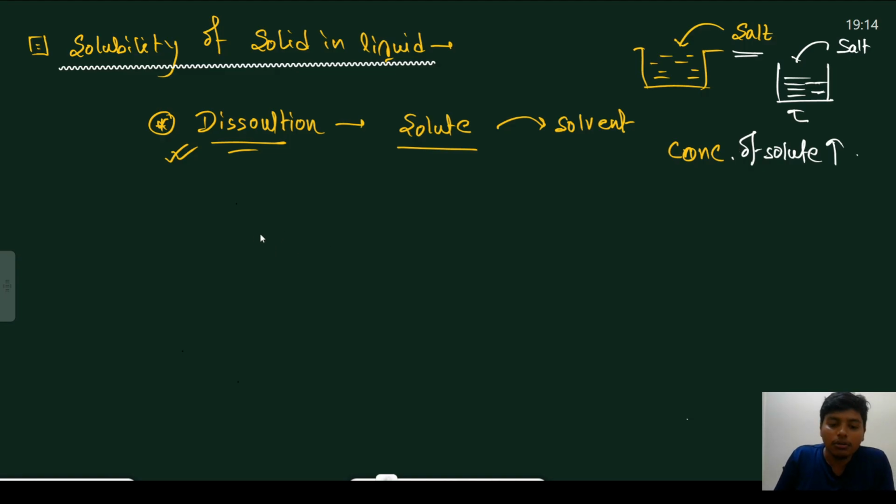Clear? Now, what is the backside process? Solute coming back out of the solvent to solid. What is that called?